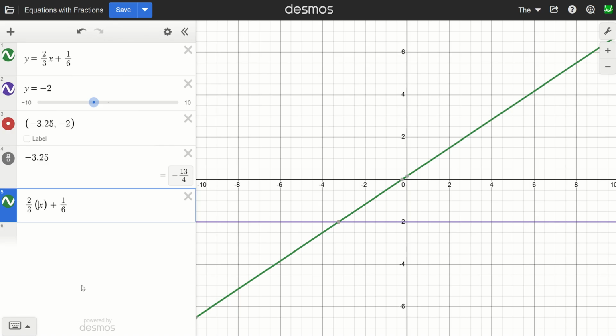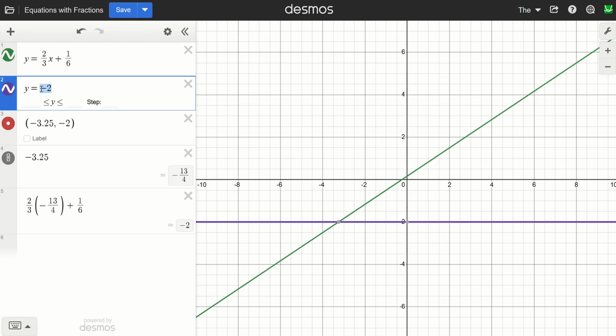So I'm going to replace it. I'm going to put parentheses around it, and I'm going to type -13 over 4. I replaced x. I substituted x into my original equation. Now, this left side of the expression evaluates to -2, which is what my right side of the equation was equal to. So this is just a way to check your answer. You know you have it correct, and this is how we use Desmos to solve equations.